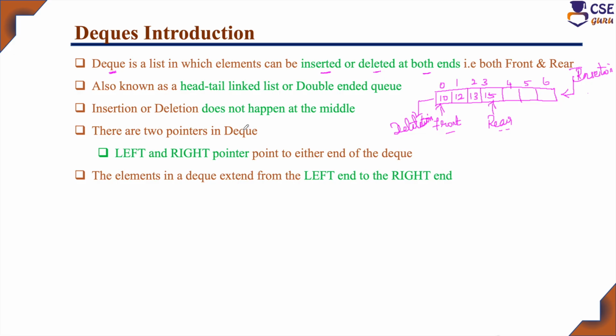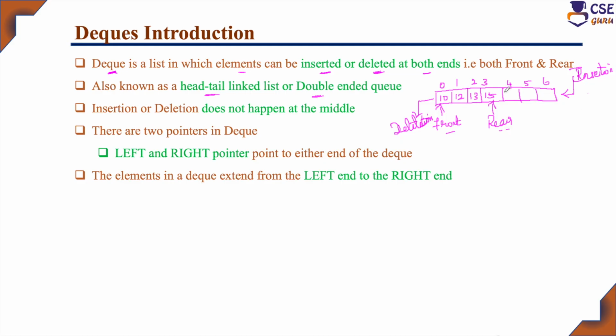Now, what do you mean by Deque data structure? It is a list in which elements can be inserted or deleted at both the ends. Both at the front end as well as the rear end, you can insert as well as delete. There is no restriction like only insertion happens at the rear end and deletion happens at the front end. That is nothing but Deque data structure. It is otherwise called head-tail linked list or double-ended queue.